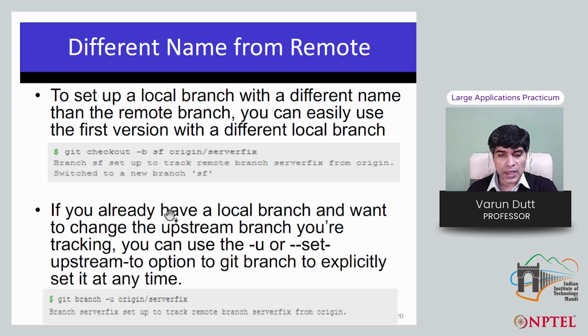If you already have a local branch and you want to change the upstream branch you are tracking, you can use the -u or --set-upstream-to option to git branch to explicitly set it at any time. So if you write git branch -u origin/serverfix, branch serverfix is set up to track remote branch serverfix from origin. This is how you set up any branch to track a remote branch. And this is useful because once you track it, you can merge with it, you can push things to it, and you can also check out things from it.